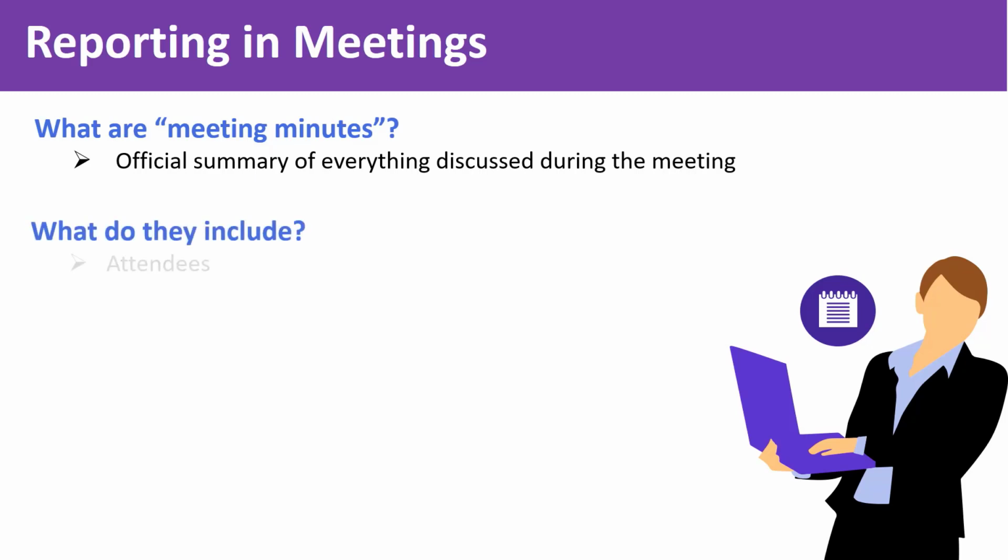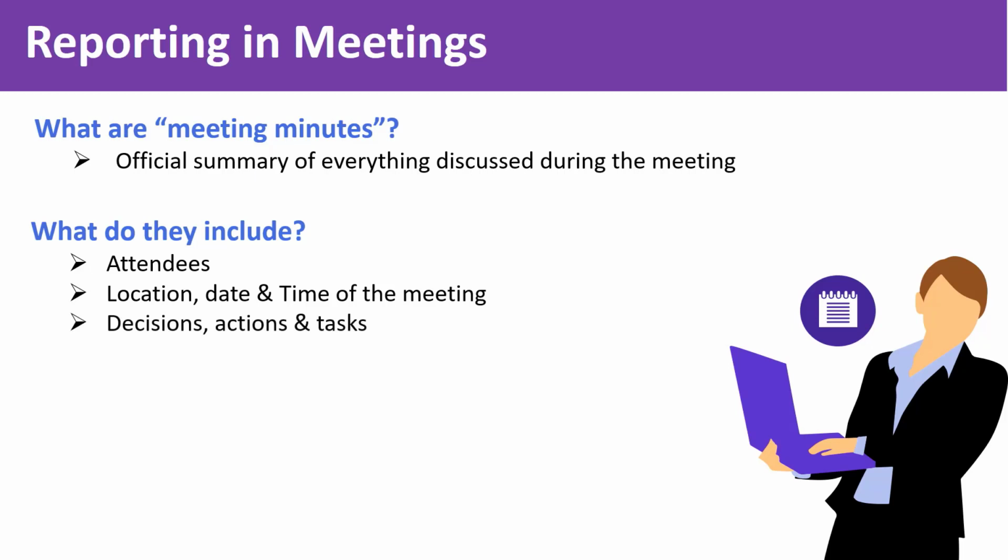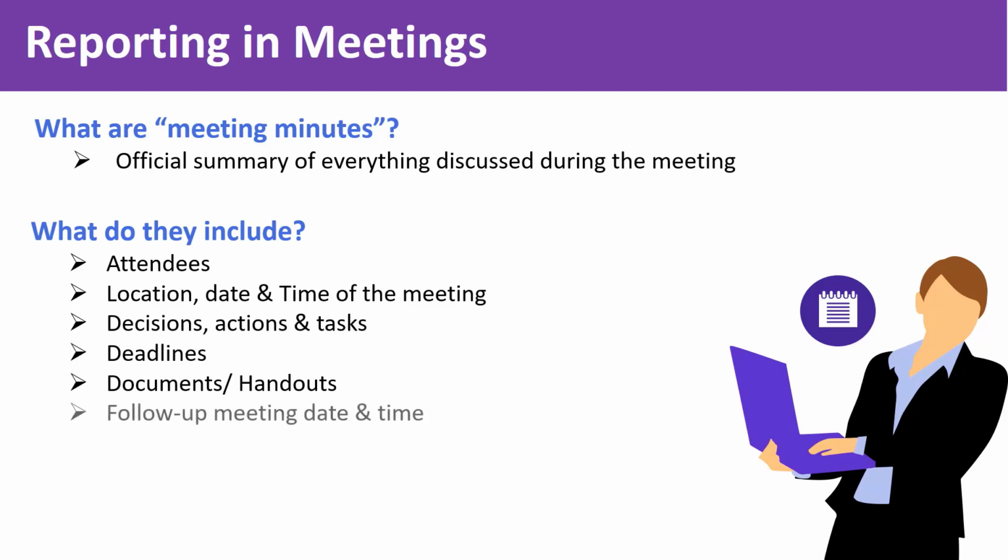What do they include? They include all the attendees or the present members, location, date and time of the meeting, all the decisions made or actions taken or tasks given, deadlines, the prepared documents or handouts, the follow-up meeting date and time.